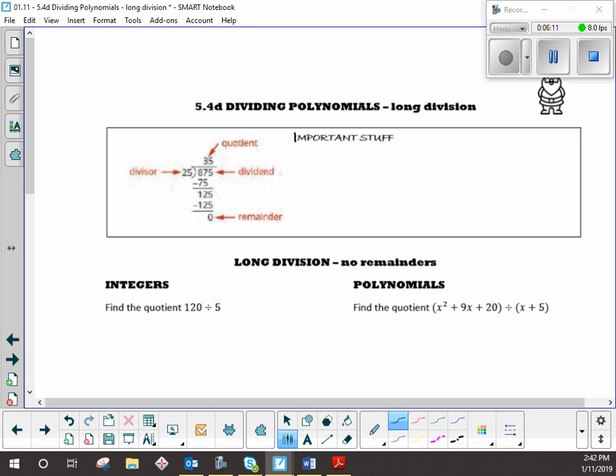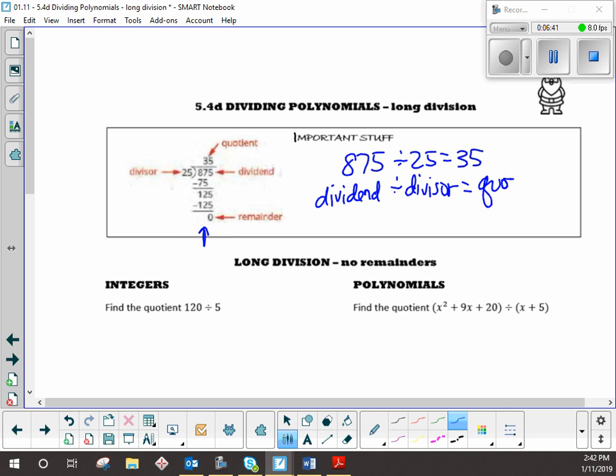right? So real quick, as a reminder of these words, I'm going to rewrite this left to right. 875 divided by 25 equals 35. Okay, this is the way we normally see the problem. This is the way we work out the problem. So that's the way we write it. That's the way we work it out. 875 is the dividend. Whatever you're dividing by, like the 25, that's called the divisor. And then your answer part, the 35, is called the quotient.